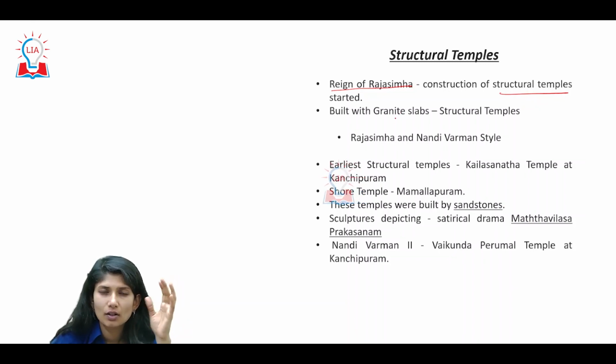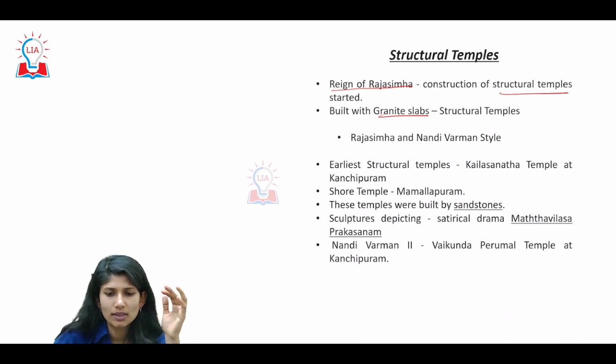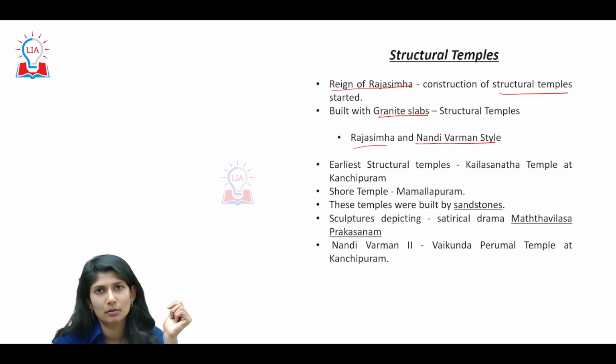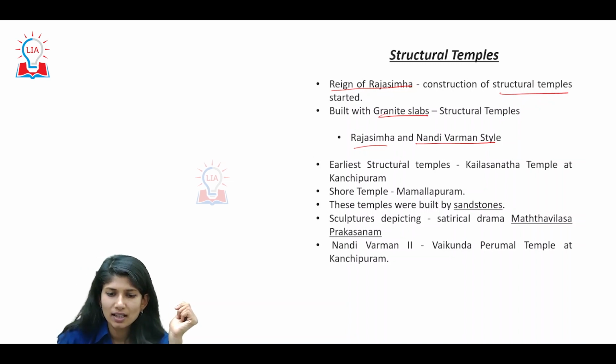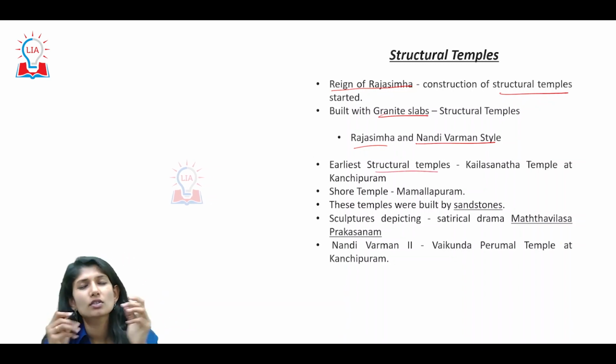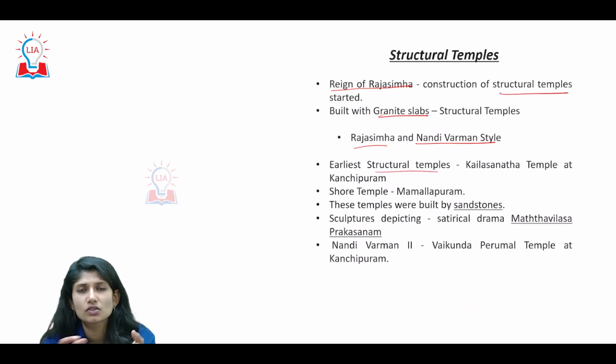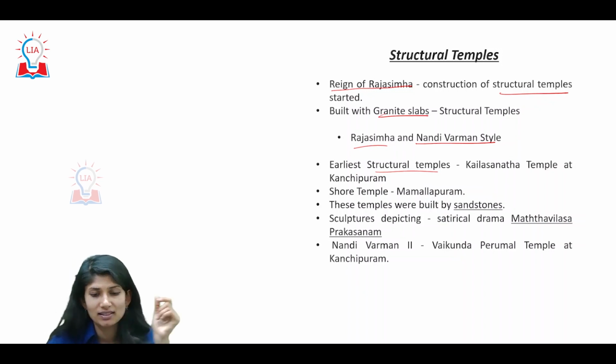Now initially the structural temples were built with granite slabs. Most associated with Rajasimha and Nandivarman. The earliest temple with the structural style of architecture would be your Kailashnath temple at Kanchi, the capital city.